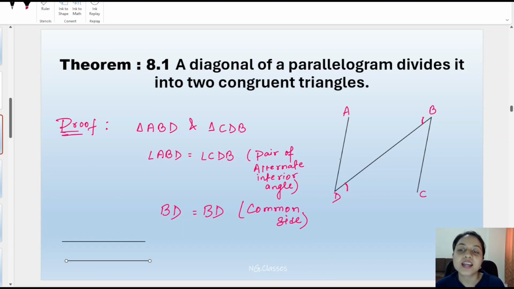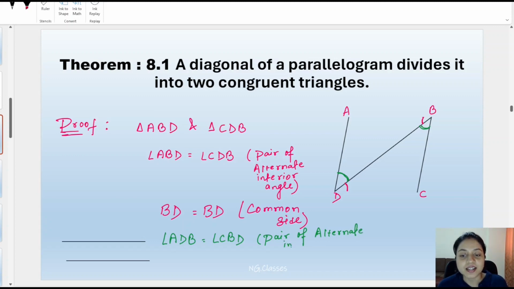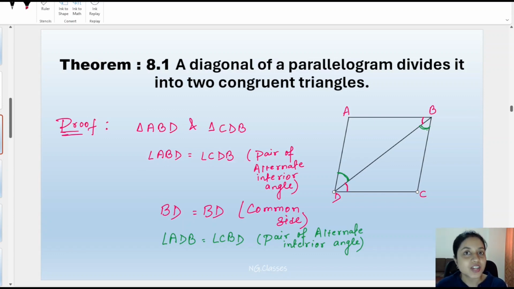Here we can say that angle ADB is equal to angle CBD. Again, alternate interior angles. Let's write it. Angle ADB is equal to angle CBD, a pair of alternate interior angles. Now here we got the sequence of angle, side, angle. Please check it in the figure also.